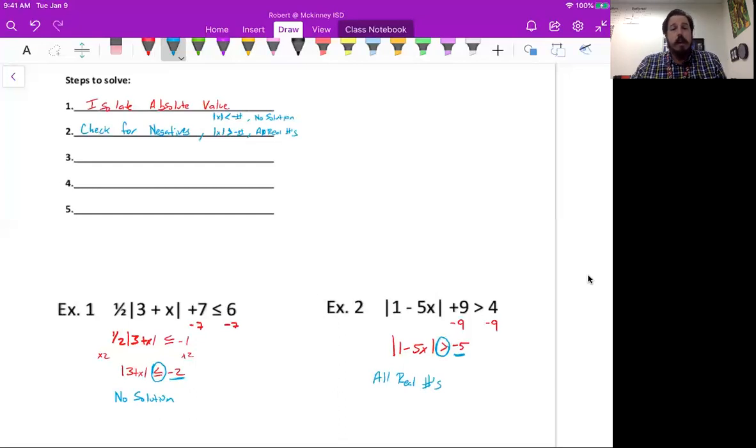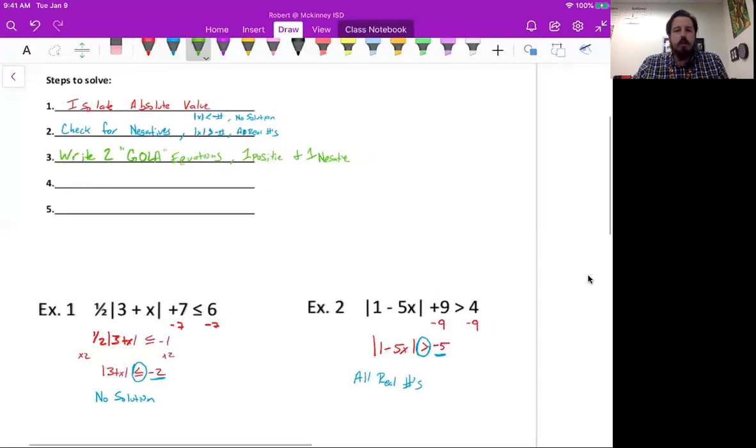Okay. So as we continue on, if we check and it's not a negative, we would move on to step 3. Before, step 3 was we write 2 equations, one positive, one negative, specifically writing 2 OR equations. This time, we have different possibilities. We're still going to write 2 equations, but there are 2, I'm going to call them GOLA equations. Still one that's positive and one that is negative. So the big question is, what is GOLA?